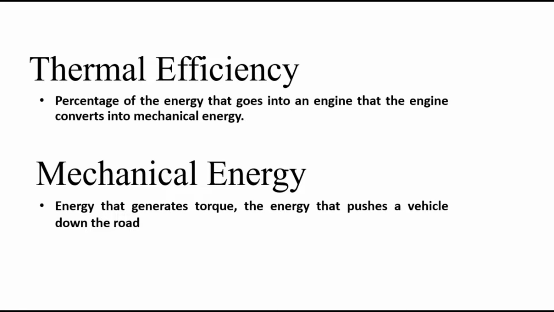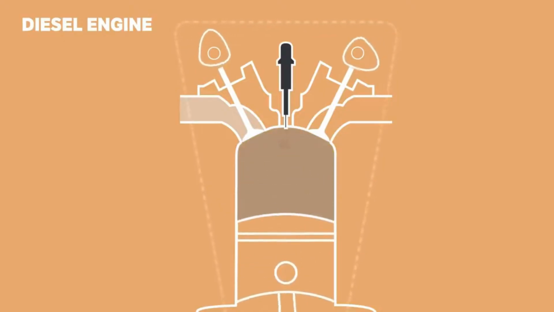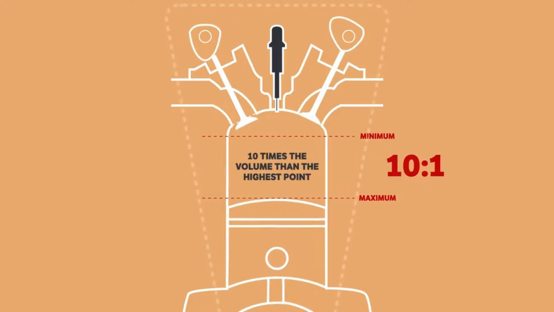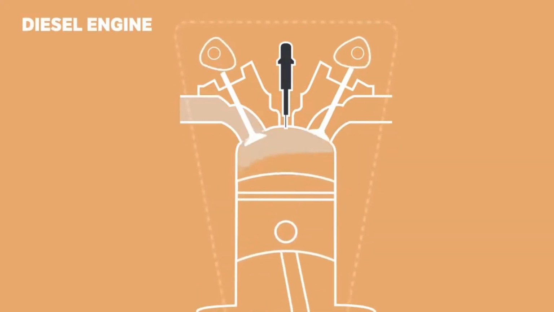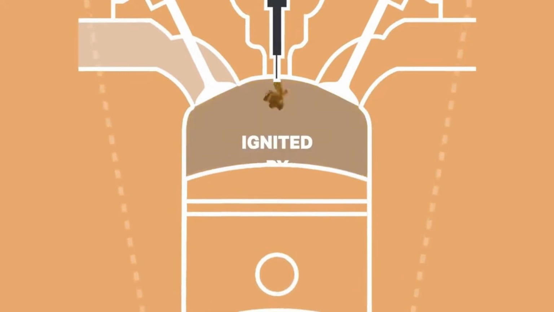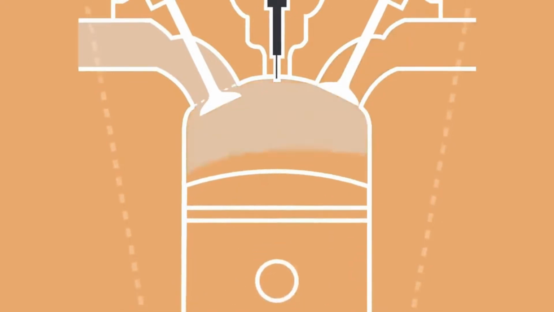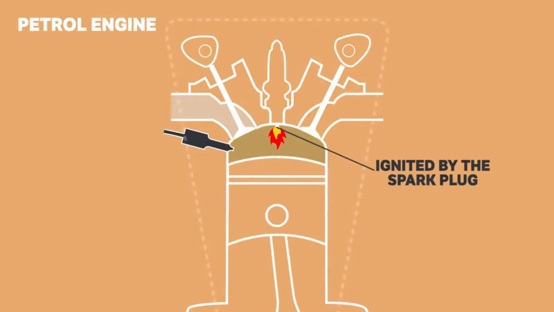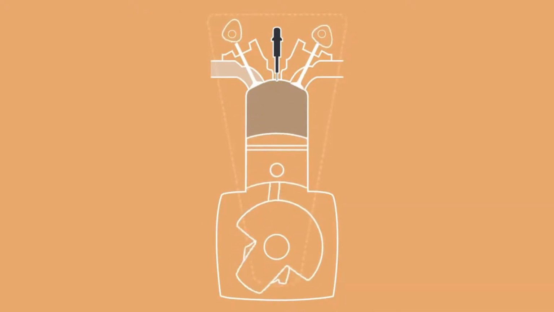Keep in mind, thermal efficiency is the percentage of the energy that goes into an engine that the engine converts into mechanical energy. Diesel engines have a higher compression ratio compared to gasoline engines due to their fuel properties. A diesel engine uses highly compressed air to make the combustion, while the petrol engine uses a spark plug to ignite the gasoline air mixture. Compression ratio increases thermal efficiency.